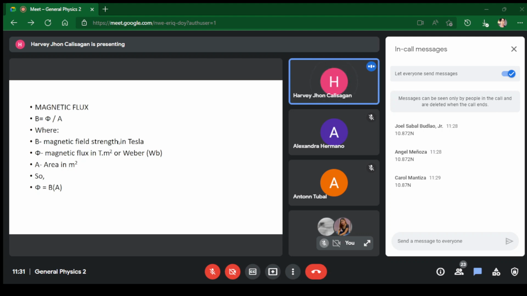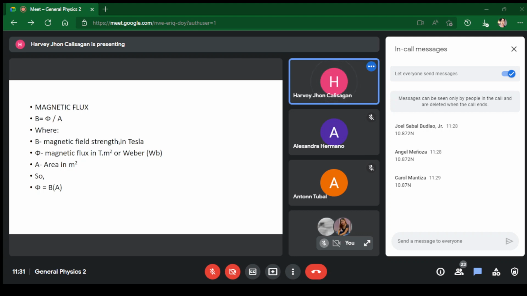of the process. Now, coming from the formula of magnetic field, which is B equals the magnetic flux divided by the area, all we need to do is to derive a new formula. So the magnetic flux is equal to the magnetic field strength in Tesla multiplied by the area in meters squared. Why do we need area here? Because we are looking for the magnetic flux unit, which is Tesla meter squared, or Weber.